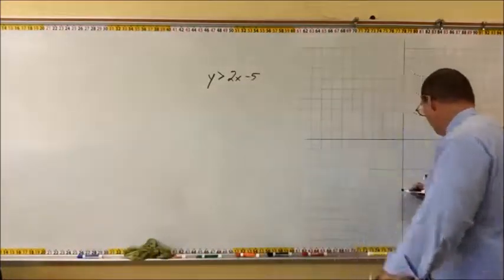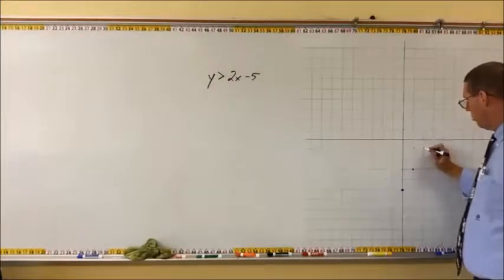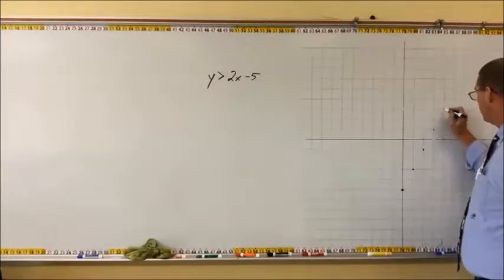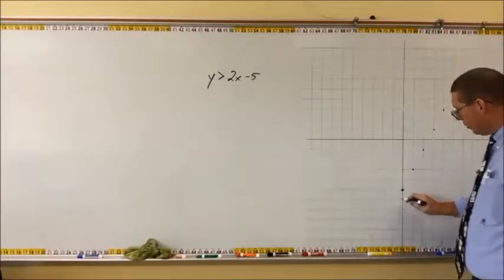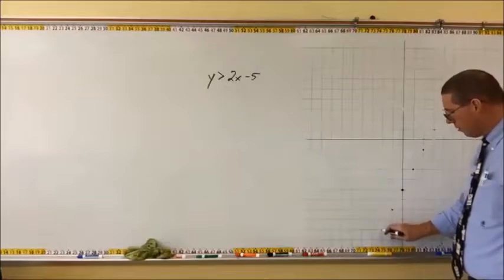So here we're going to go up 2 over 1, up 2 over 1, and keep going. We can also go down here. We can go back or down 2, back 1. That's negative 2 over negative 1, which is still positive 2.